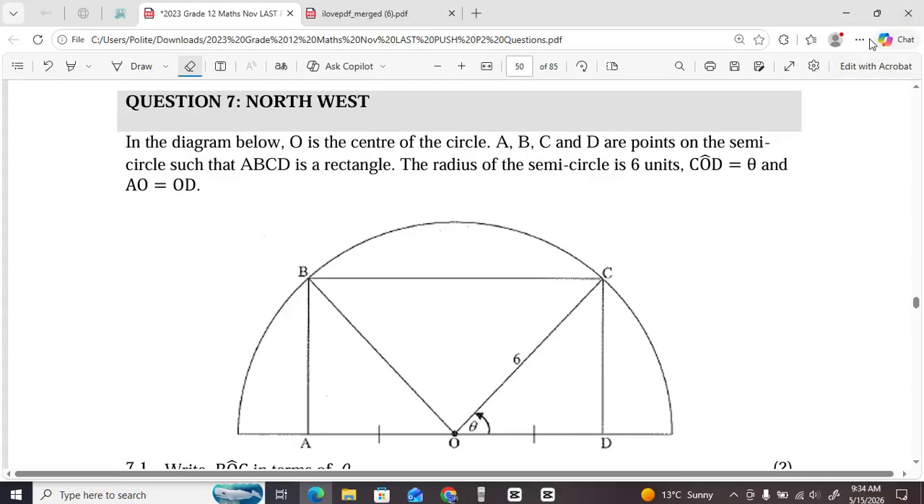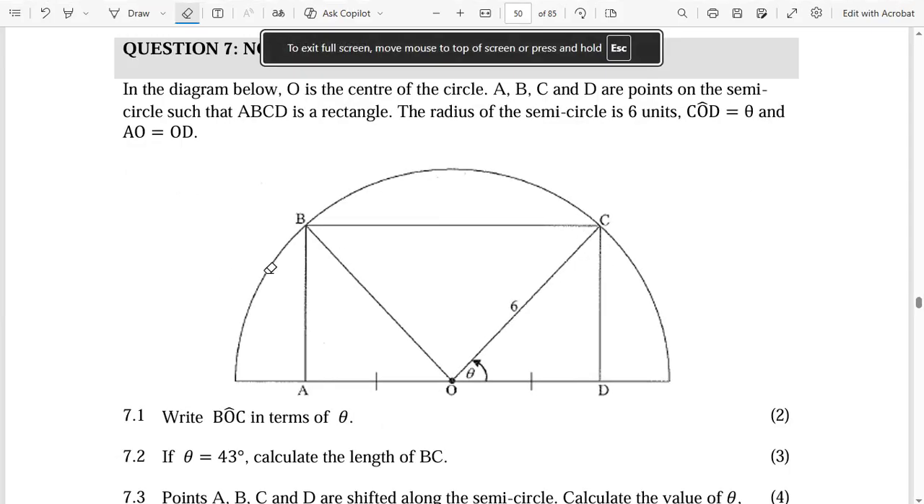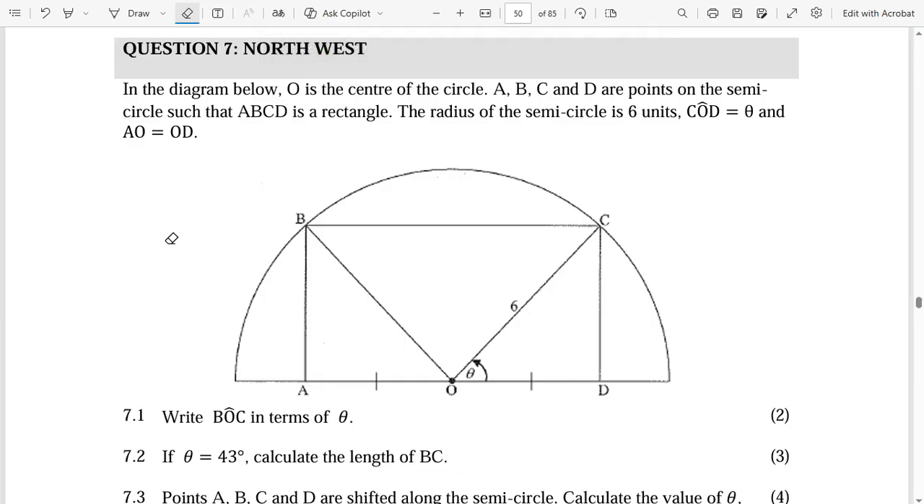Okay, let's look at this one. Let's see what we have on this one. This is question 7 of the Northwest question paper. In the diagram below, O is the center of the circle ABCD. A point on the semicircle such that ABCD is a rectangle.